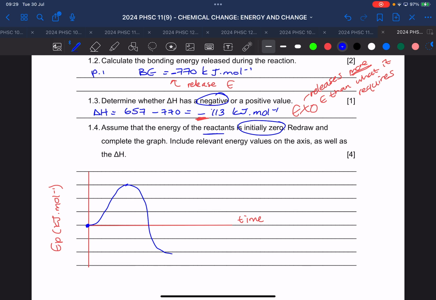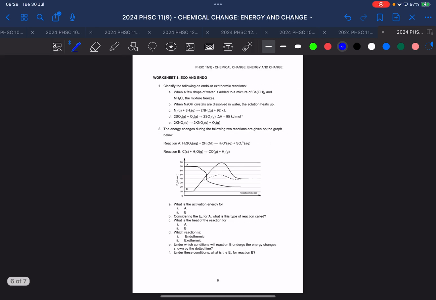Okay, your homework. Your homework is on page 6, the whole of page 6. It looks like a lot, but it's not. It's really not. It will take you 5 minutes. The whole of page 6.